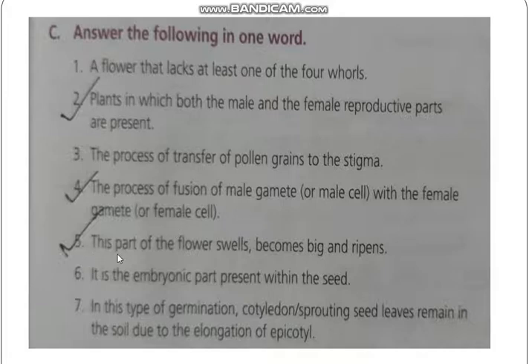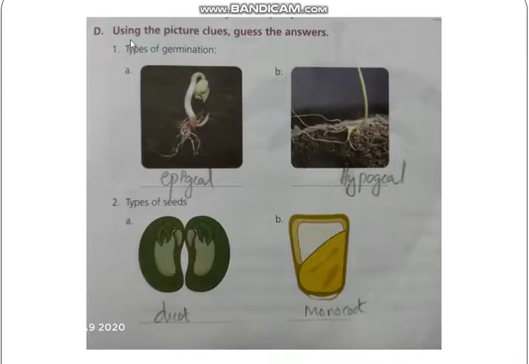Number 5, this part of the flower swells, becomes big and ripens. Answer is ovary. Number 6, it is the embryonic part present within the seed. Answer is cotyledon. Number 7, in this type of germination, cotyledons or sprouting seed leaves remain in the soil due to the elongation of the epicotyl. Answer is hypogeal germination.